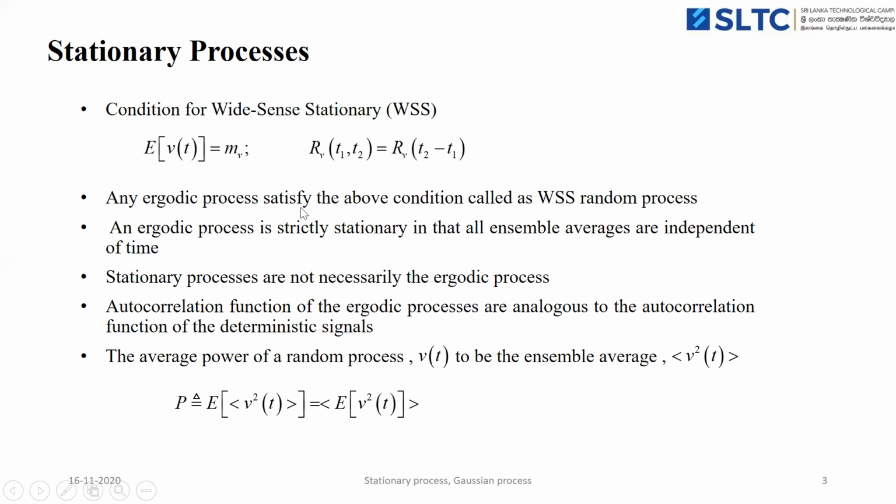Any ergodic process satisfies the above conditions, or we can say that the random process is a wide-sense stationary random process, and an ergodic process is strictly stationary, which means all ensemble averages are independent of time. If it is independent of time, then it is strictly stationary. So by checking these two conditions, we can say that the given ergodic process is wide-sense stationary. And further, if the ensemble averages are independent of time, then we can say that it is strictly stationary.